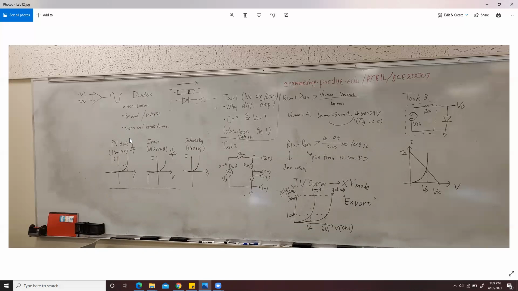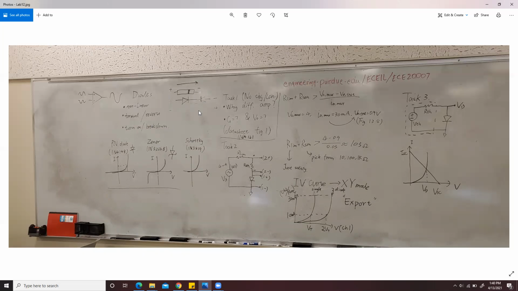Okay, and then there is a turn on voltage. There is not a specific voltage at which the diode will turn on, but usually we define the turn on voltage as the voltage at which the current starts to increase exponentially. And of course, there's a breakdown voltage, which means if you apply a very large voltage across the diode, the diode will just break down.